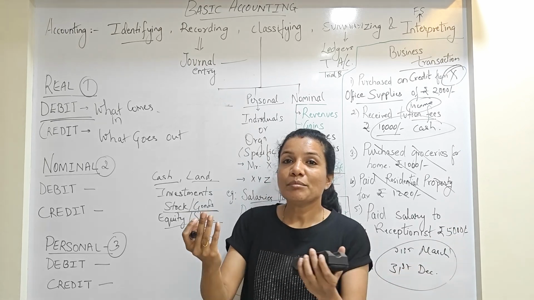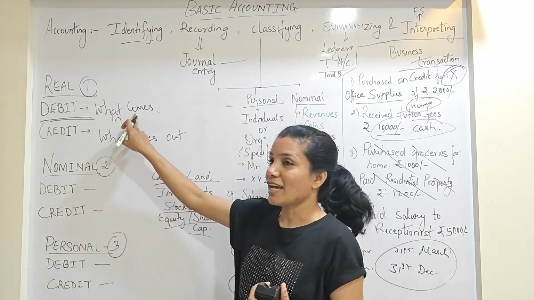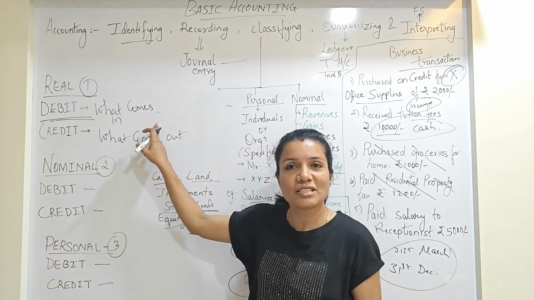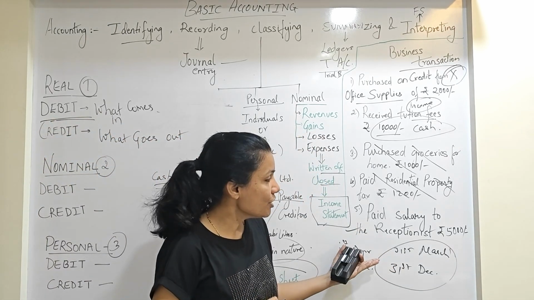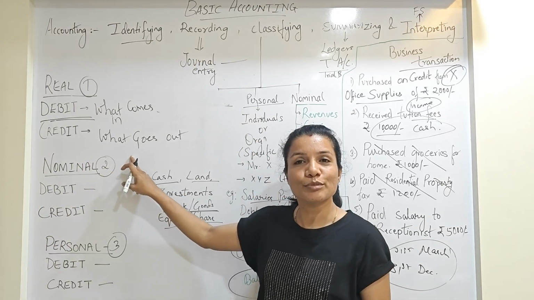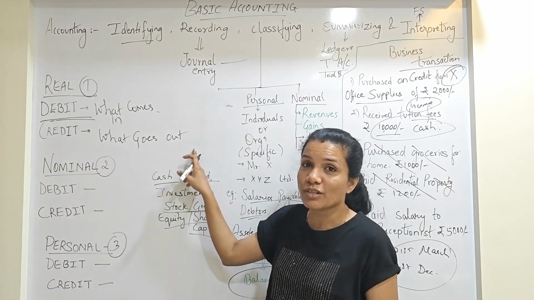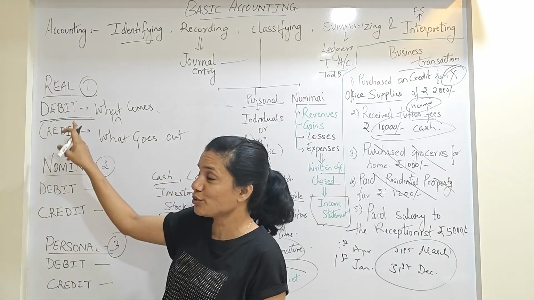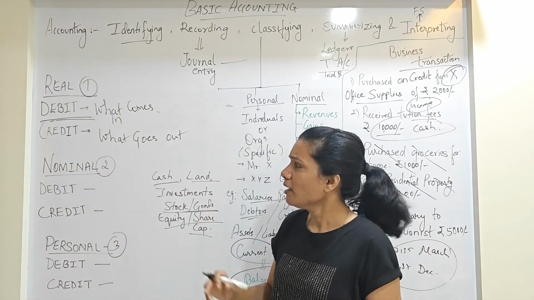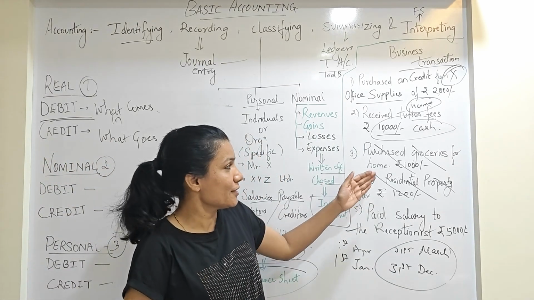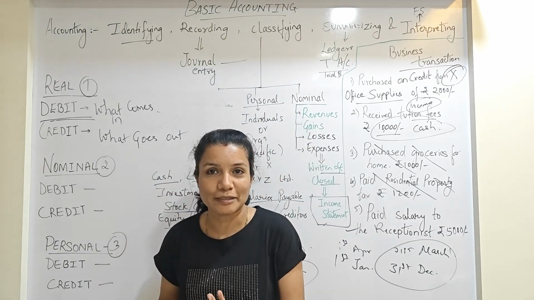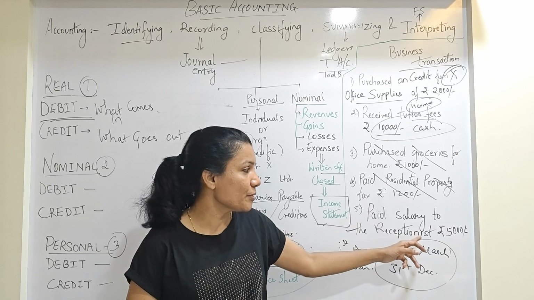The transaction where I'm receiving fees, I debit the cash. Why? Cash is a real account and the rule says debit what comes in. The transaction in which I am making a payment, I am crediting the cash account because cash is going out, and for a real account the rule says credit what goes out. Now, what about the other part? What happens to the salary? You have spent 5,000 rupees on salary.